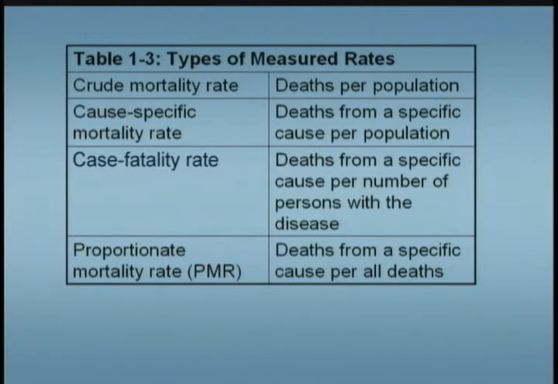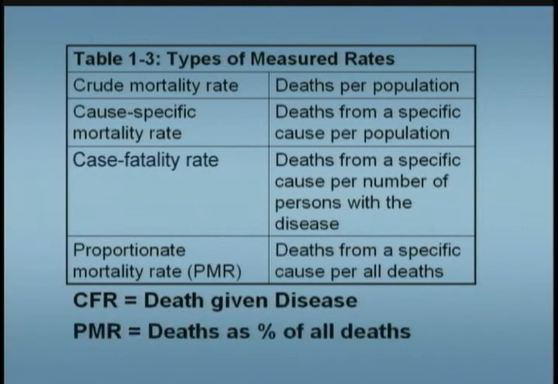Case fatality rate is death from a given cause divided by number of people with that particular disease. It is once again death given disease. Proportionate mortality rate, just to reinforce, is death from a given cause, maybe cancer, divided by all deaths. If we're talking about proportionate mortality rate, we're talking about, given all the deaths, think about a huge pie chart, what's the wedge due to this particular cause or this particular disease?